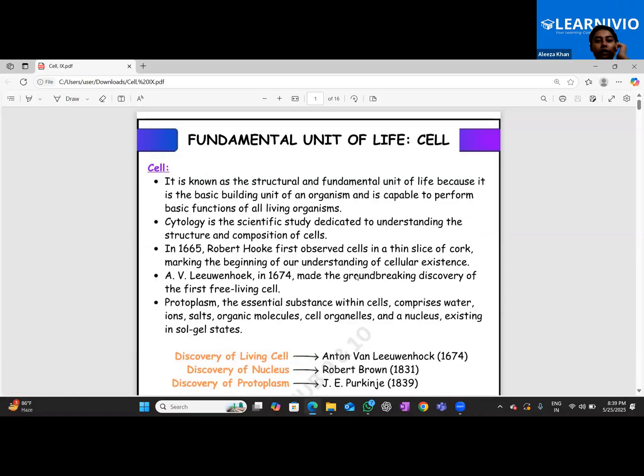It's the smallest basic unit of living life. It contains all the necessary parts for creation.